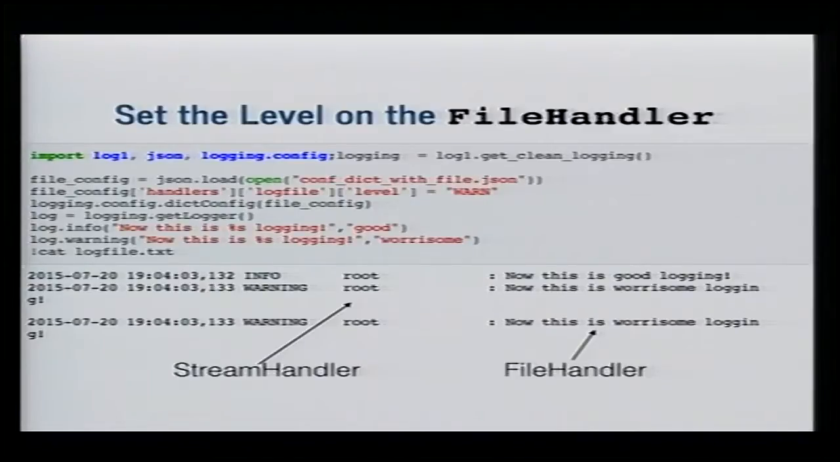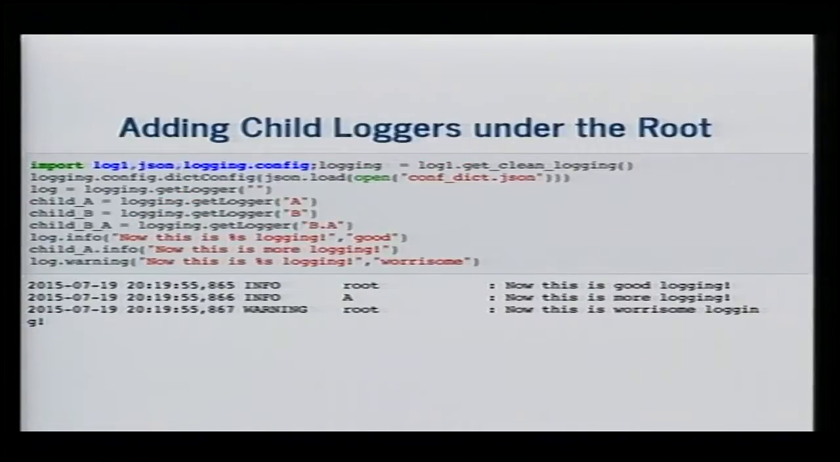Like I said, if we just set the file handler to only print the warnings and ignore the debugging infos, it will not show up in your file. And this is, again, quite easy. So you load your basic config, modify it a little bit, and get more information.